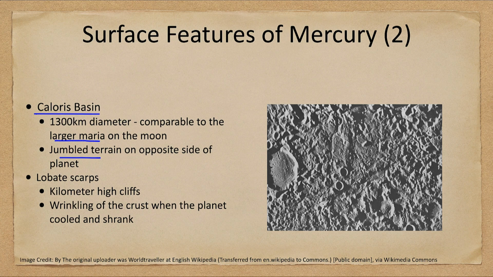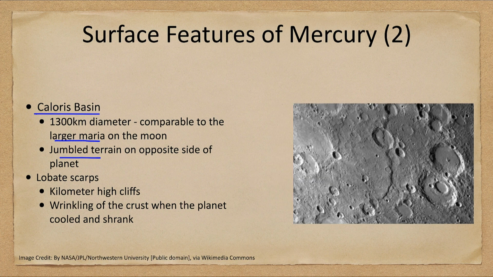We also see a feature that is kind of unique to Mercury, and that is the lobate scarps. So here we see one of those. The lobate scarps are kilometer-high cliffs. Even though it looks like it's just a little crack in the surface, it's not. That thing could be kilometers high.